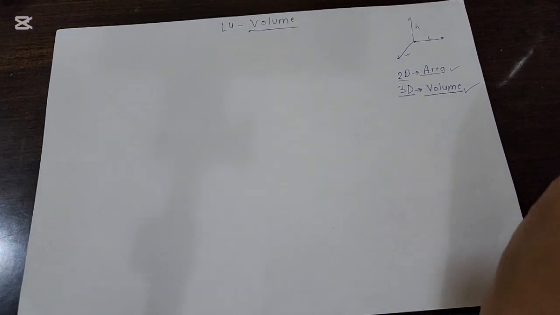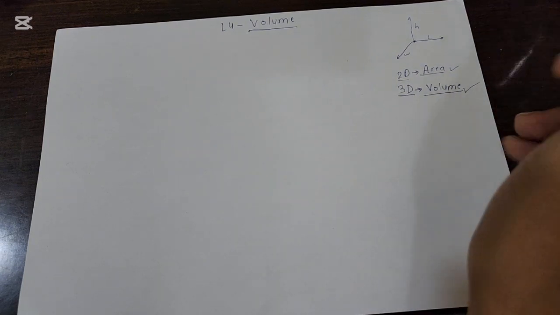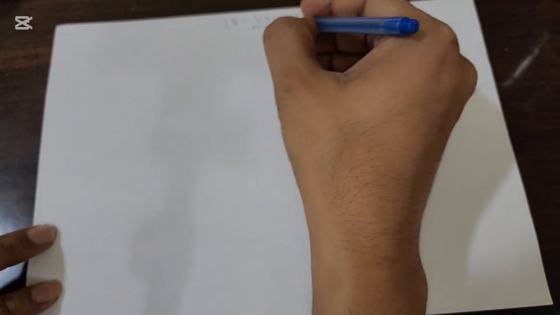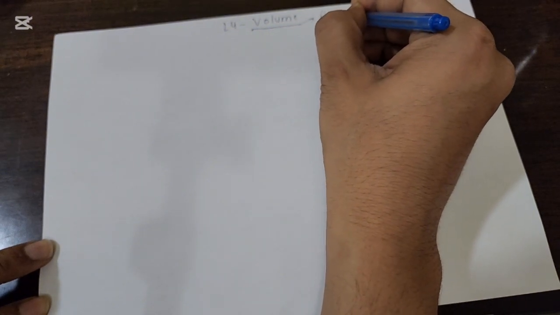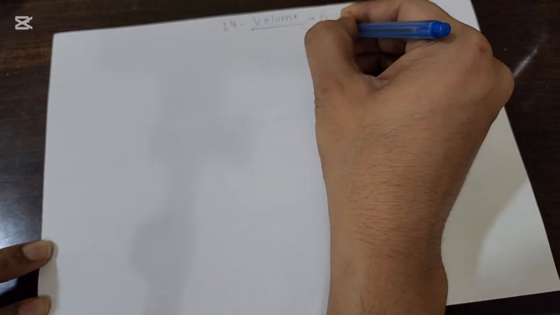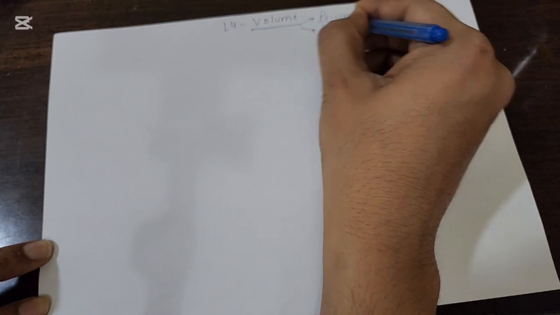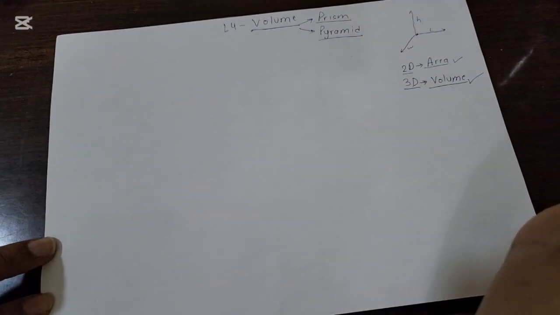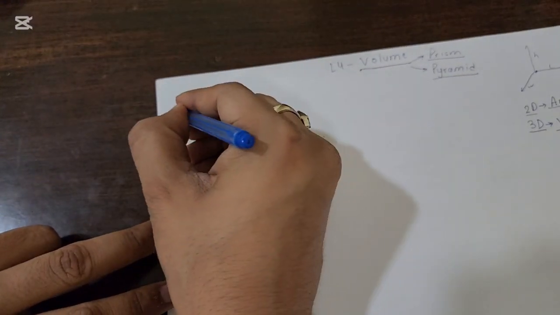Okay, now there are different types of 3D shapes, but in this lesson we have only 2 types of shape. Number 1 will be prism, and number 2 will be pyramid. So remember, we will only talk about prism and pyramid and nothing else. So first of all, I will tell you what is prism and pyramid. Let us start with the prism.